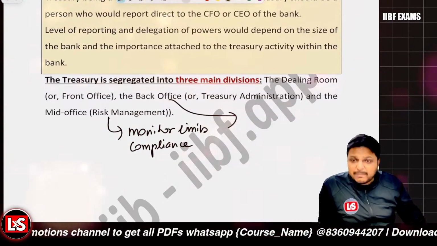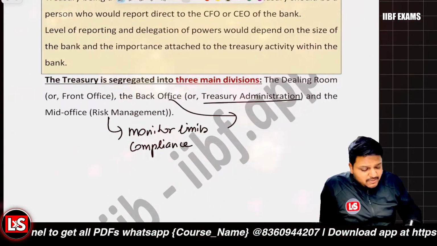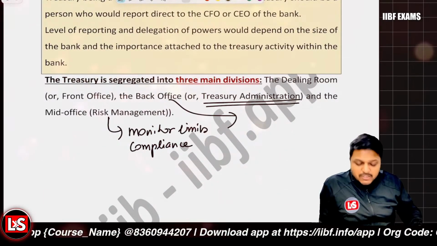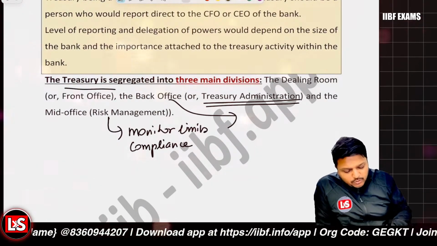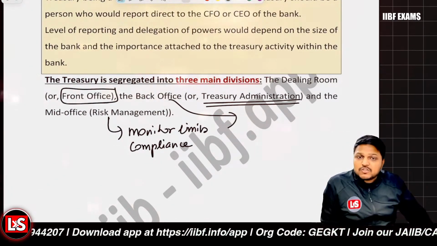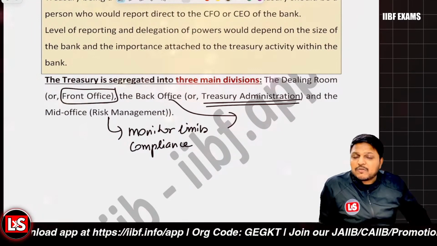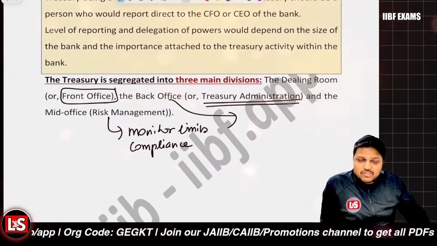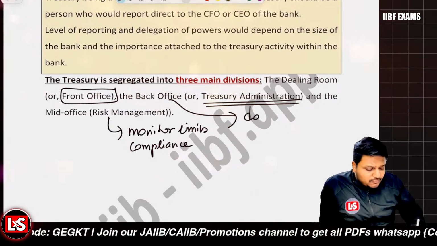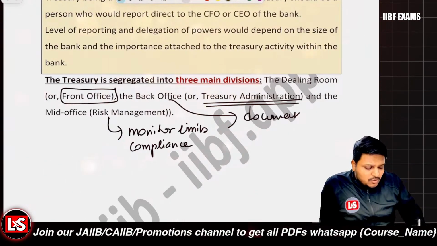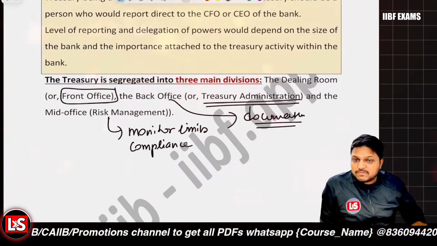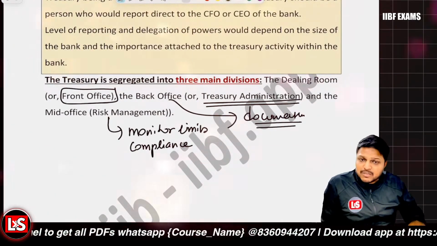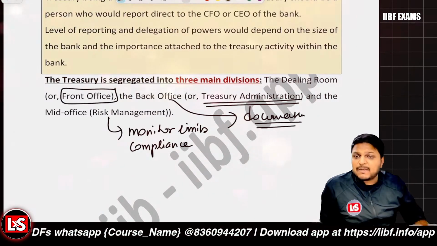The third component is the back office, and it is treasury administration. It looks at the transactions which are done by the front office, because the front office is like the branch which is going to deal with the customers, right? So it checks those transactions, reconciles the transactions, and does the documentation for the same, right? So all those things are being done by the back office. This segregation basically ensures operational control, transparency, and effective risk management.